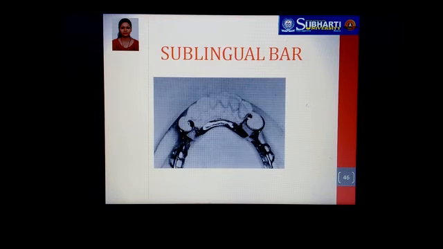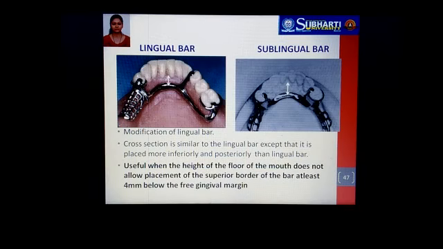So next is the sublingual bar. There is a difference between a lingual bar and a sublingual bar. It is nothing but a modification of the lingual bar. The cross section is very similar to the lingual bar, that is, it is bar shaped, and it is placed more inferior in the posterior than the lingual bar. Because it is a sublingual bar, it is extended more posteriorly into the sulcus as compared to the lingual bar.